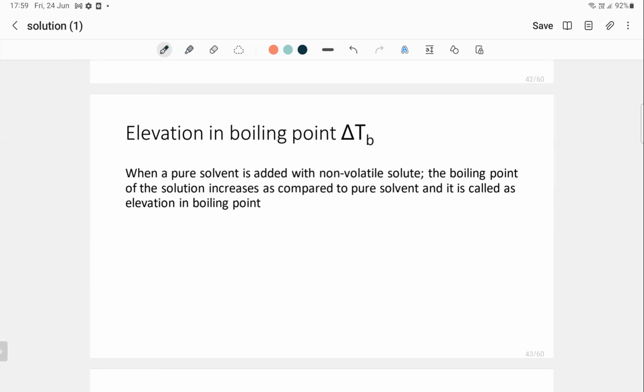What is elevation of boiling point then? Your solvent is water, you are adding electrolytes, and your boiling point is getting increased. That is the same process happening in the coolant which you put into a car or bike to keep the engine cool, because it will have a higher boiling point. That is known as heavy water, where more ions will be there. Now we can see the formula for this.